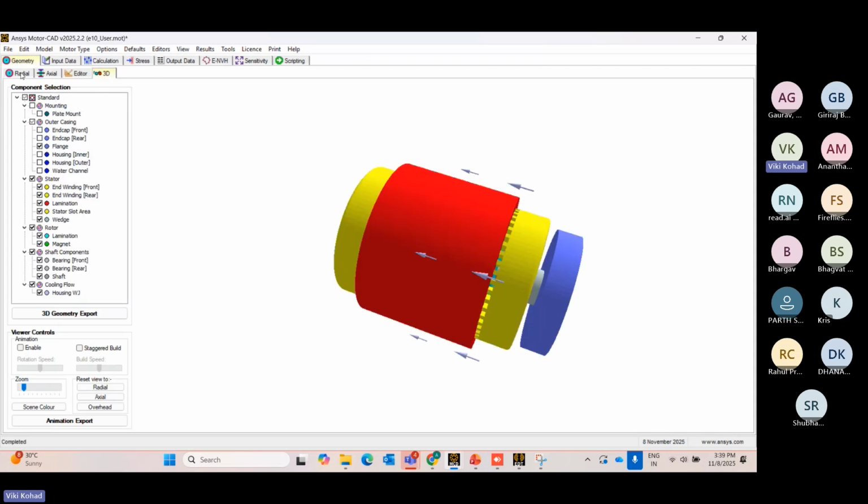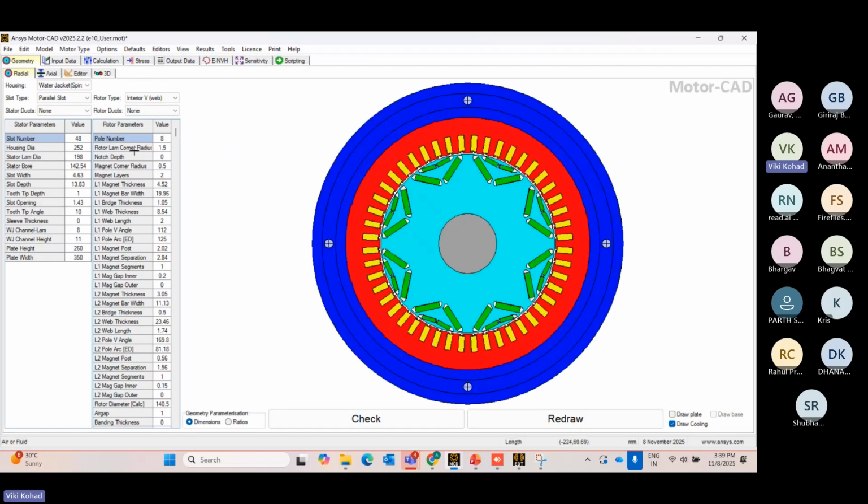Okay, now in mechanical also the same things are there. Now the mechanical section is there because it is showing the stress here. One parameter is added, housing is added there.